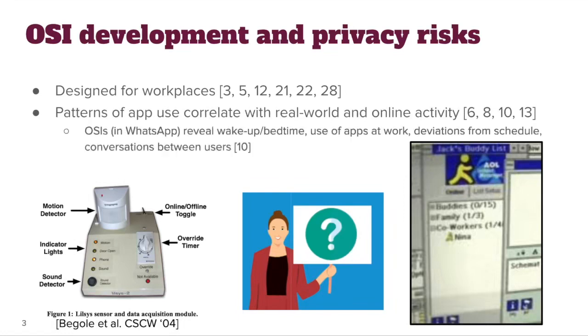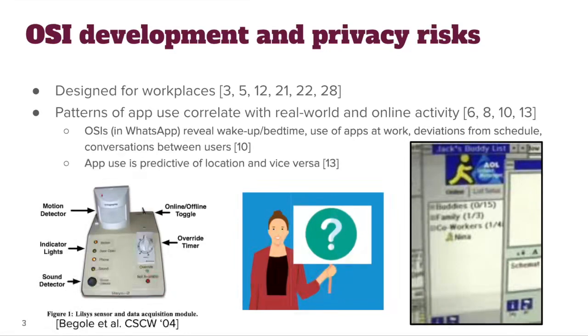Buchenscheid et al. studied OSIs in WhatsApp, which is a popular chat application, and found that OSIs can reveal what time people wake up or go to bed. You can tell if people are using apps while they're at work, which might be against the rules. You can see when there are deviations from people's typical schedules, which might mean that they're on vacation. And in some cases, you can see when people are having synchronous conversations using the app.